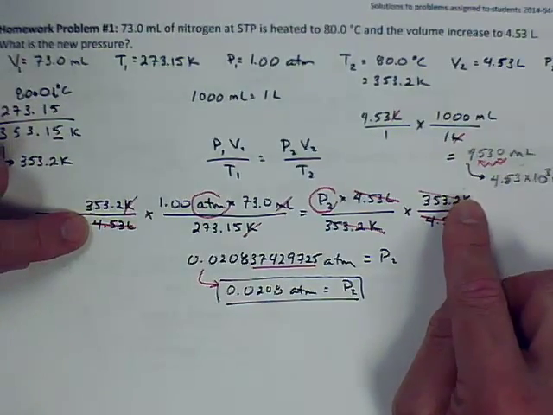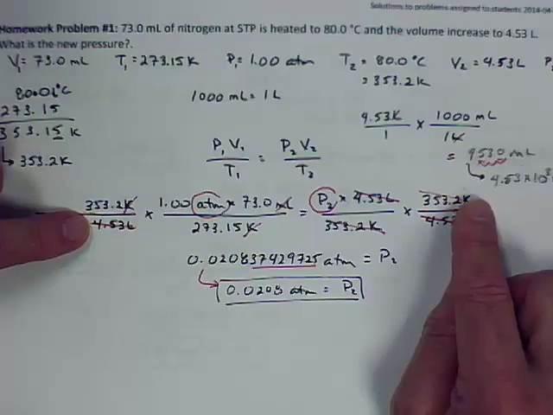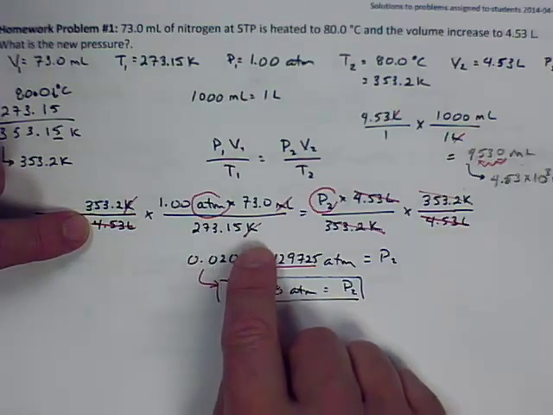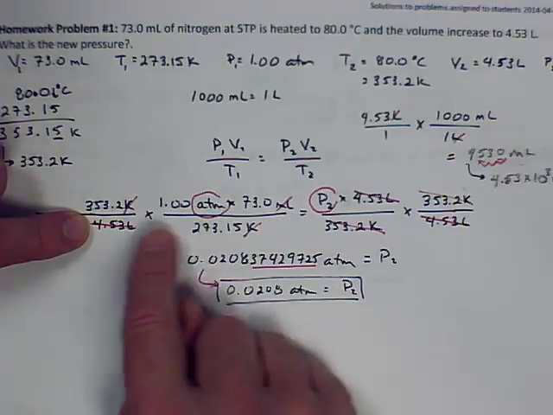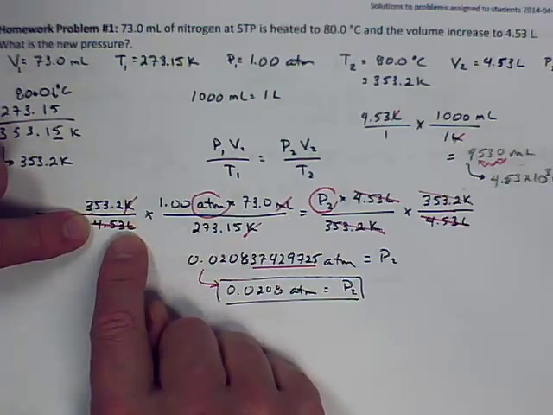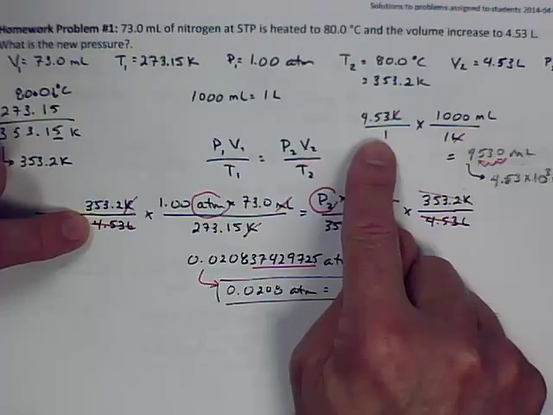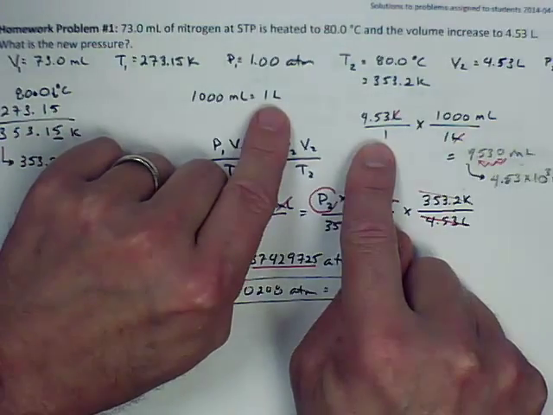And when I do that, I will see that I've got milliliters here, but liters here. So you can't cancel milliliters with liters. You've got to convert liters into milliliters. That's what I did up here. I wrote down the equality statement.